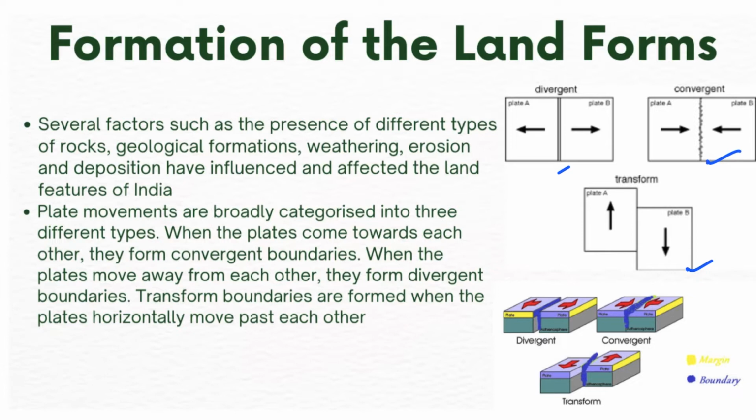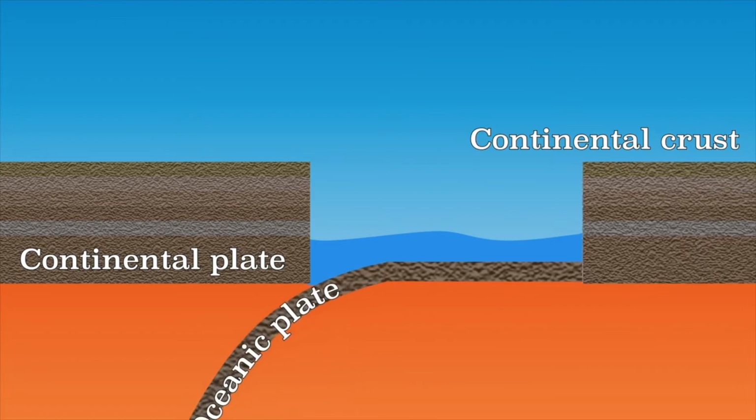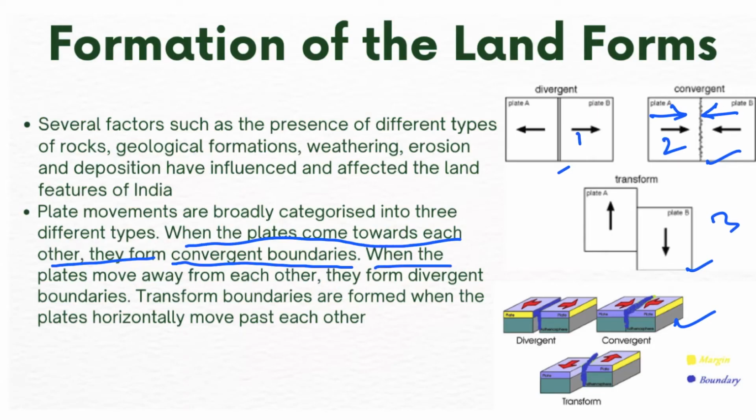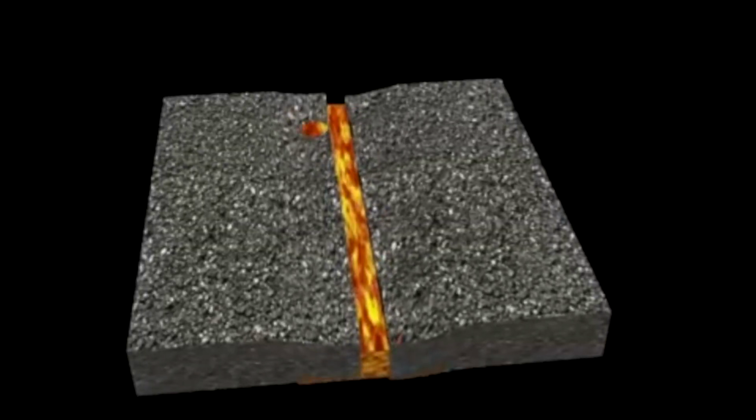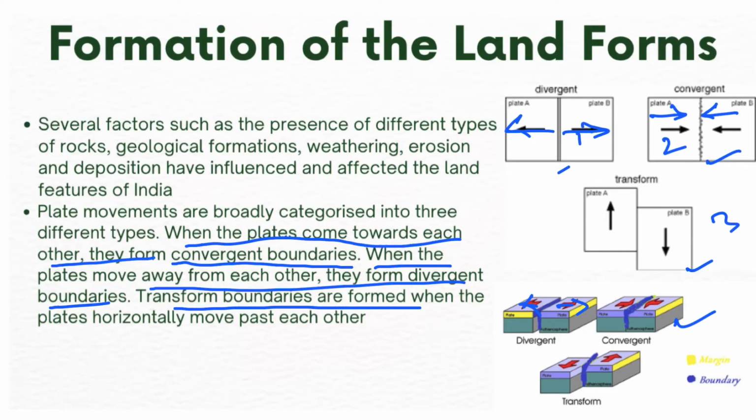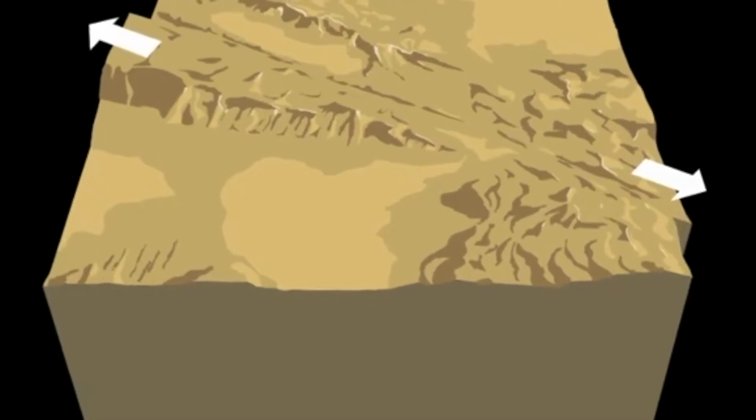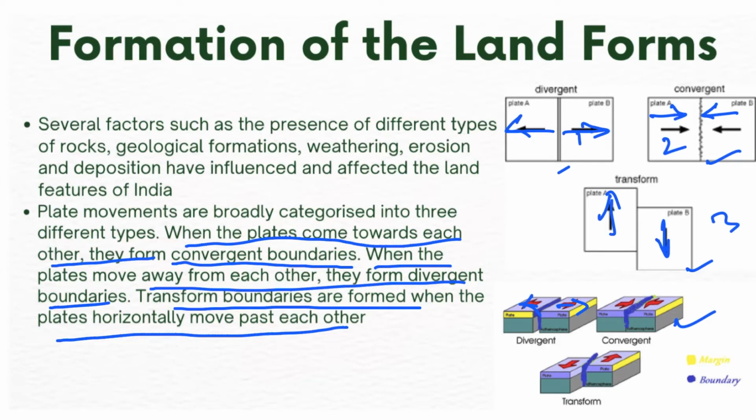As we have discussed, land formation is of three ways: divergent, convergent, and transform. If you have gone through the picture, you have definitely understood. When the plates come toward each other, they form convergent boundaries. Here you can see two plates coming together. Next, when the plates move away from each other, they form divergent boundaries. They are separating from each other, taking distance. The third one is transform boundaries, when the plates move horizontally past each other. You can see one going in this direction and another in that direction. These are the three ways through which the different landforms that we are seeing are formed.